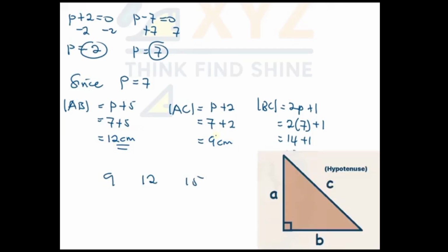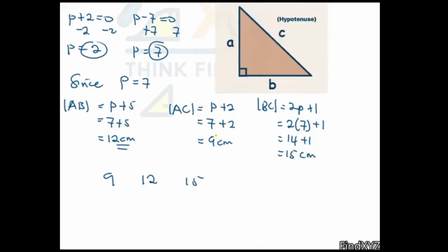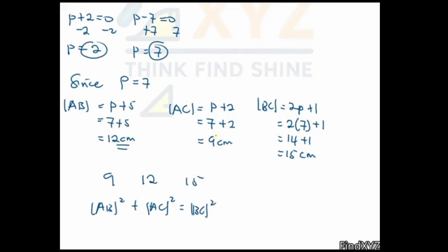Watch this. Now this is a right angle triangle. Let's verify whether this is true, because for a right angle triangle, AB squared plus AC squared should give us BC squared. So let's find out. 9 squared plus 12 squared, will it give us 15 squared? What is 9 squared? 9 squared is 81. What is 12 squared? That is 144. And what is 15 squared? That is 225. Now what is 81 plus 144? That is 225, which is equal to 225.